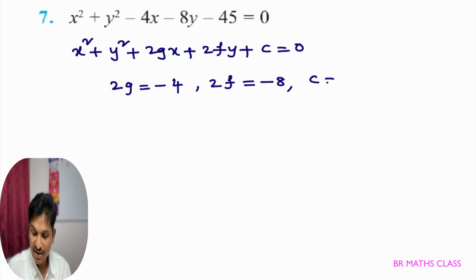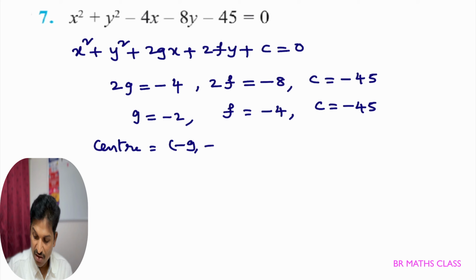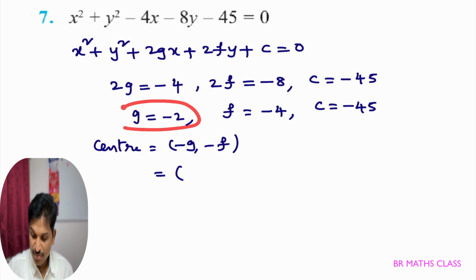First, get g value, f value, c value from the given general form. Here I got 2g value. I'll calculate g. What is g? Minus 4 divided by 2, that is minus 2. What is f? Minus 8 divided by 2, that is minus 4. What is c? c is minus 45. Now, g value, f value, c value. What is the center formula? Center formula is (minus g, minus f). Minus g, g is minus 2.